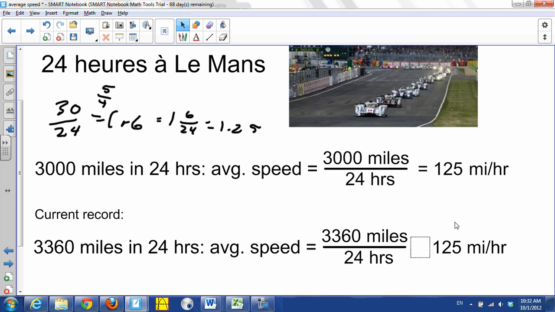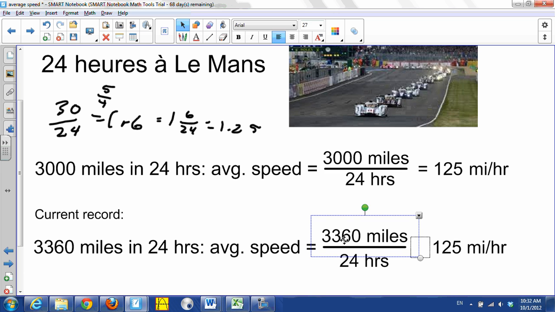Hopefully you see it's obvious that it's more. Because if you travel further in the same amount of time, 24 hours, the time traveled is the same, but you're traveling further than 3,000 miles. So hopefully it's obvious that that would be an average speed that is greater than 125 miles per hour.